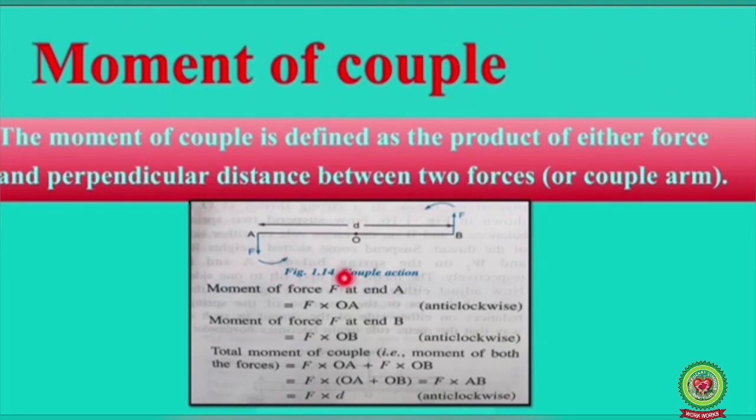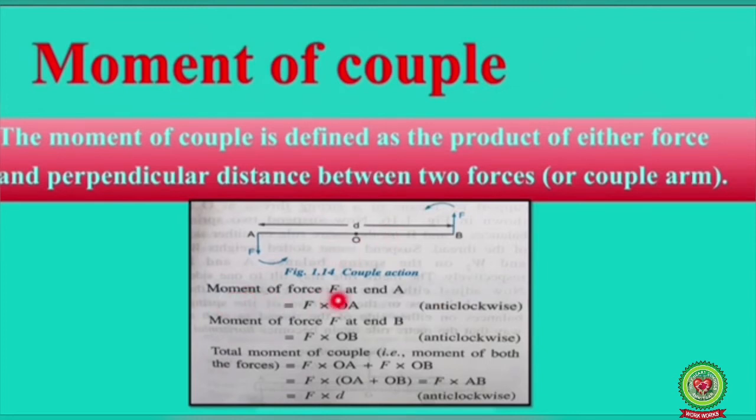Now we'll try to find out the formula for couple mathematically. Here we have a diagram. This is a force F acting downwards, and this is the same magnitude of force acting upwards. AB is the perpendicular distance between two forces, which is also known as couple arm. Now, we will be using the formula to find out the torque about point O here. This is the point O.